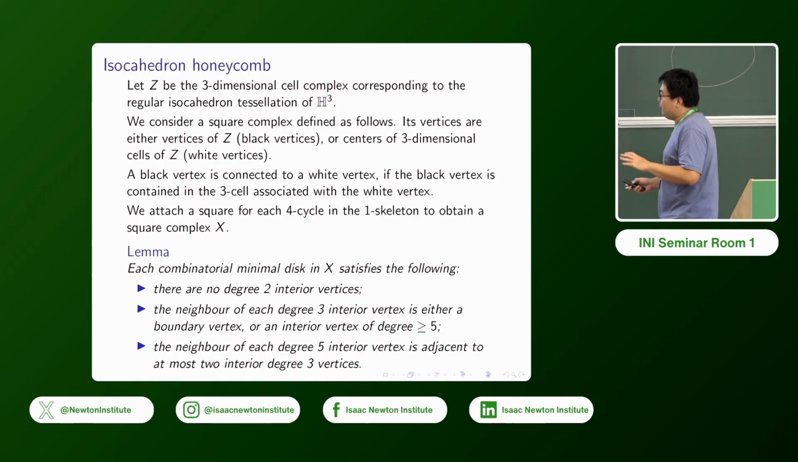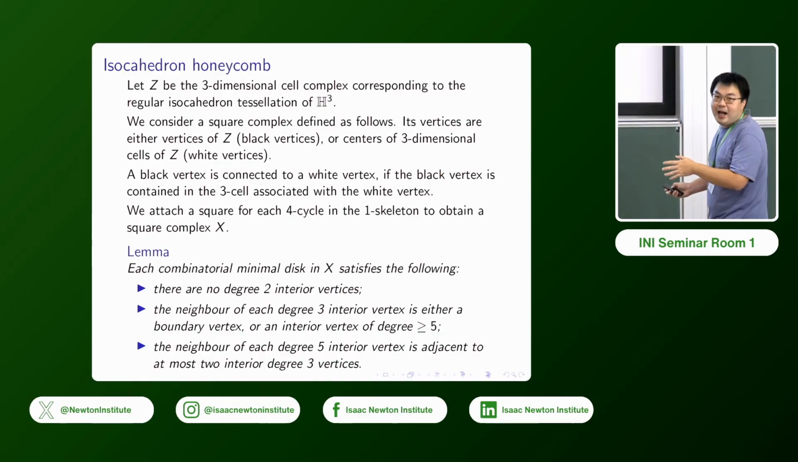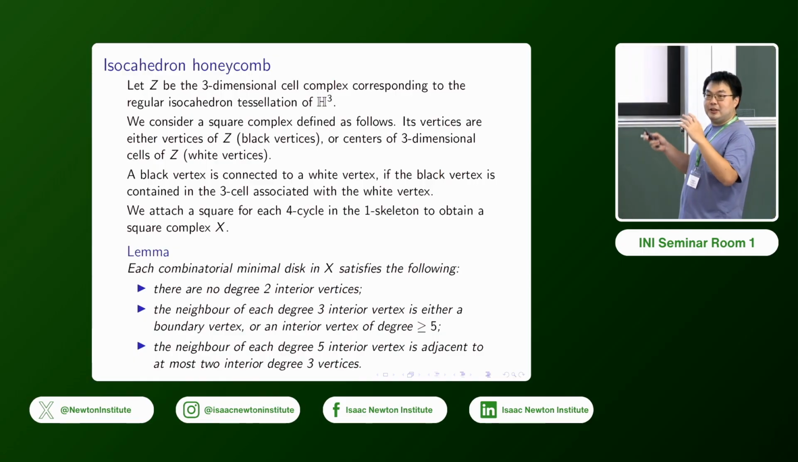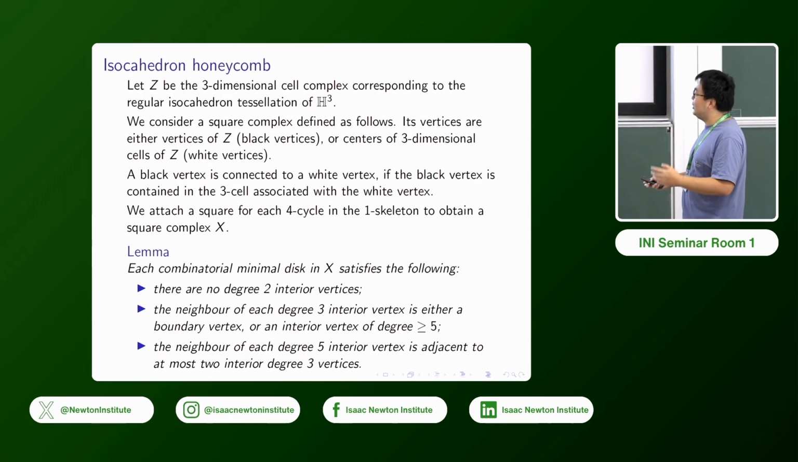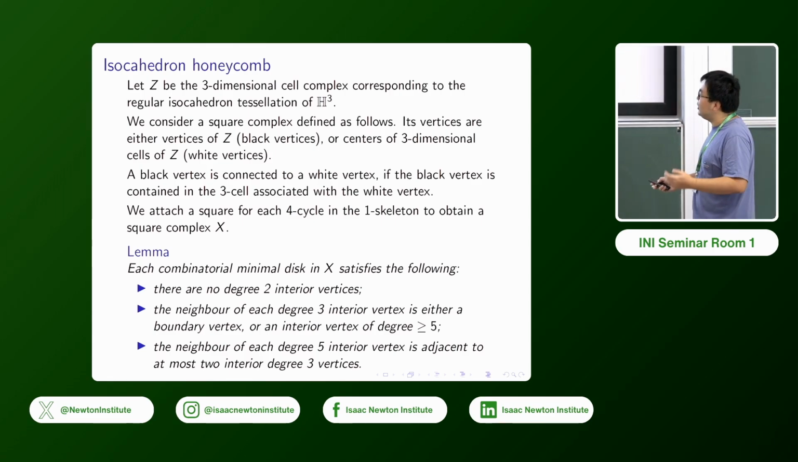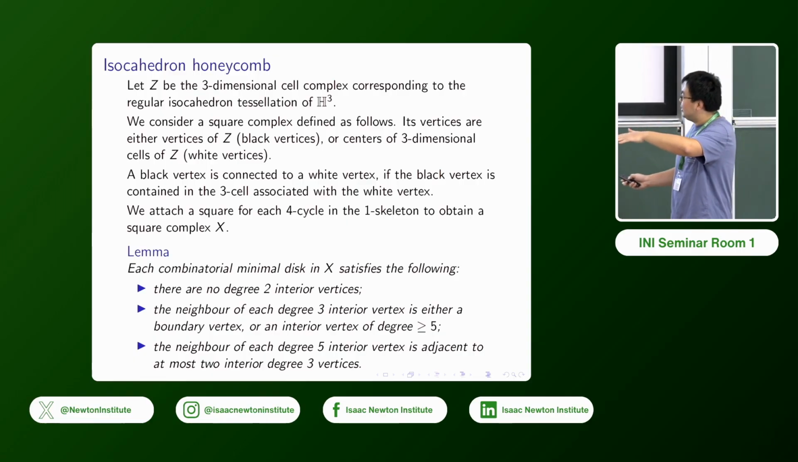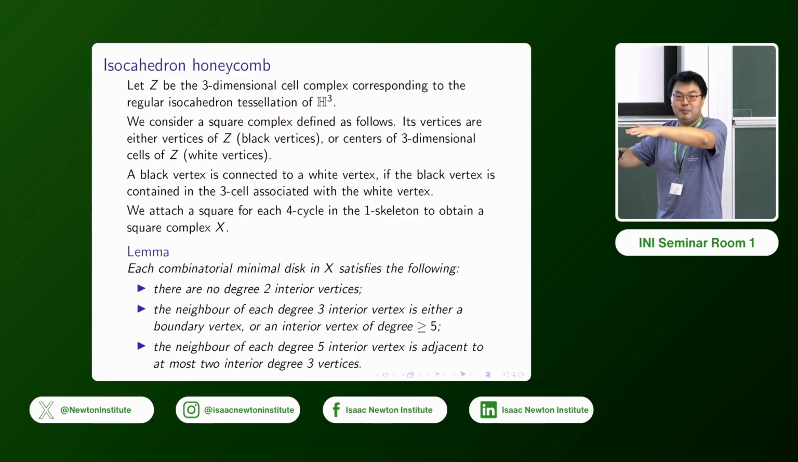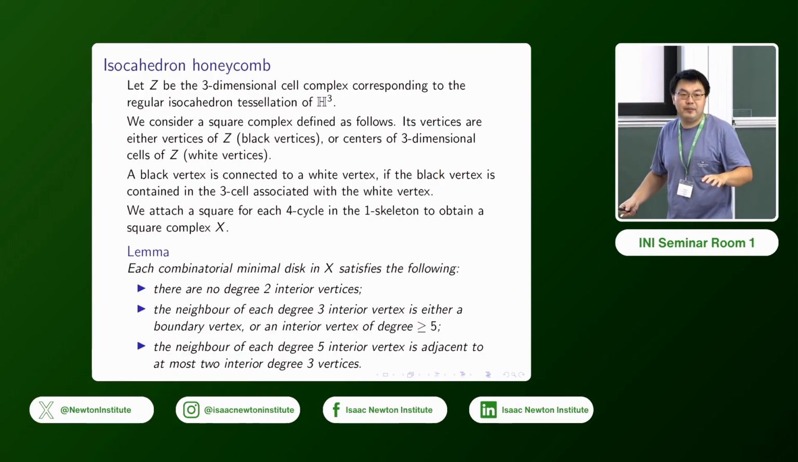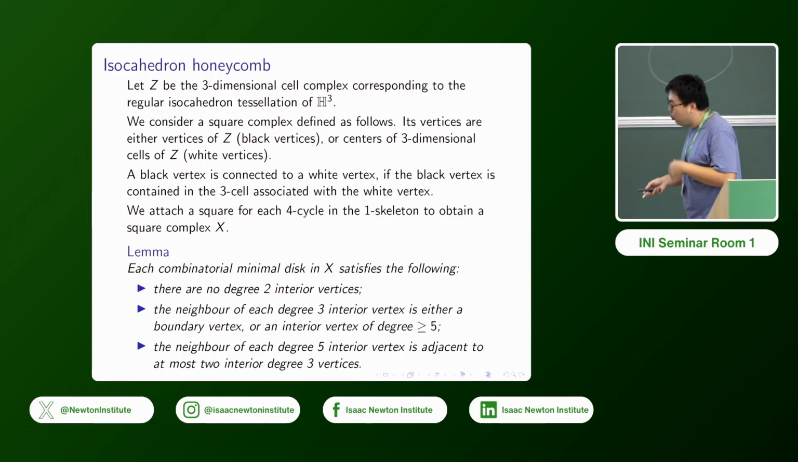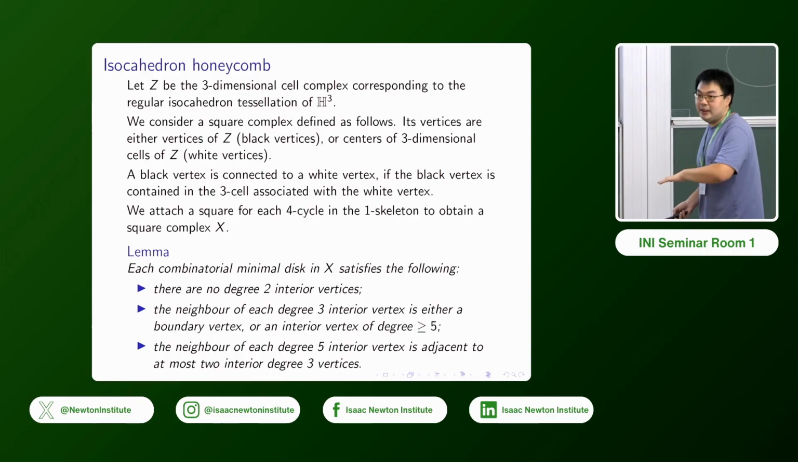But remember our task is to find something which is local, and this is not a local feature, because this is a statement about combinatorial minimal disks. That's not a local statement, because to say this disk is minimal, you have to compare to all other disks, right? That is not a local statement. So our next step is to boil this down to a more local statement.